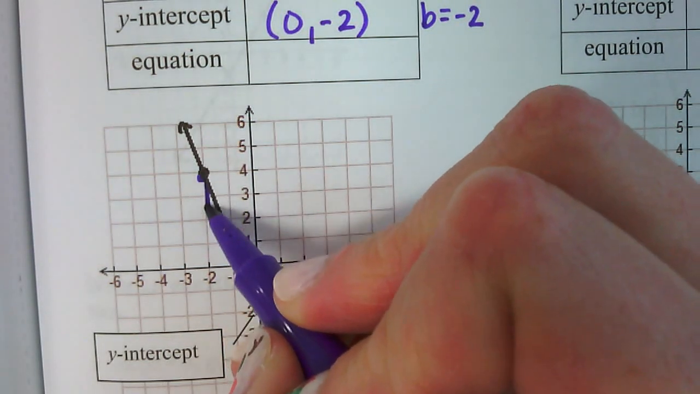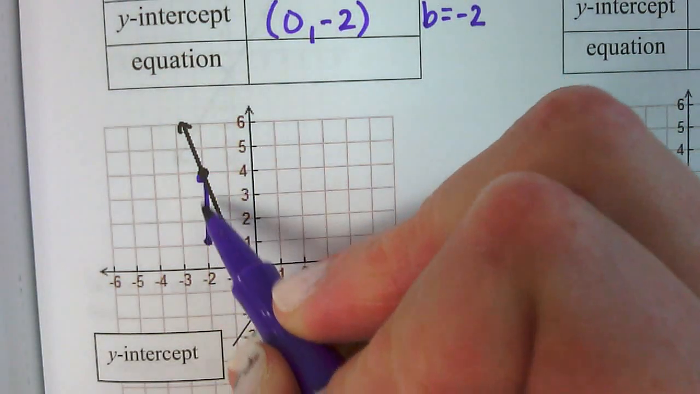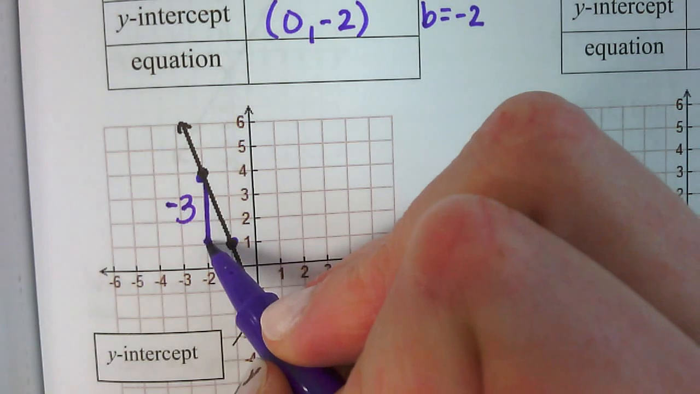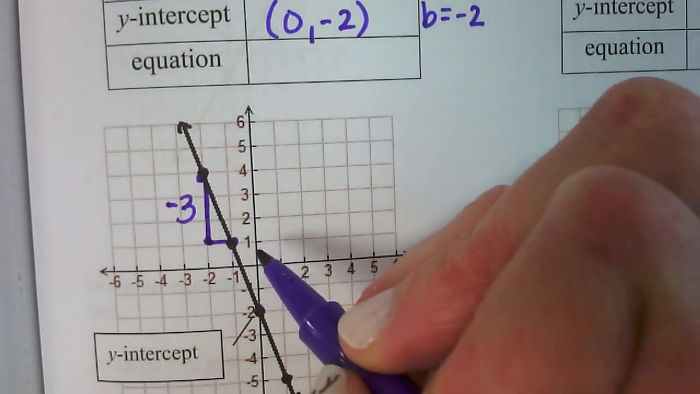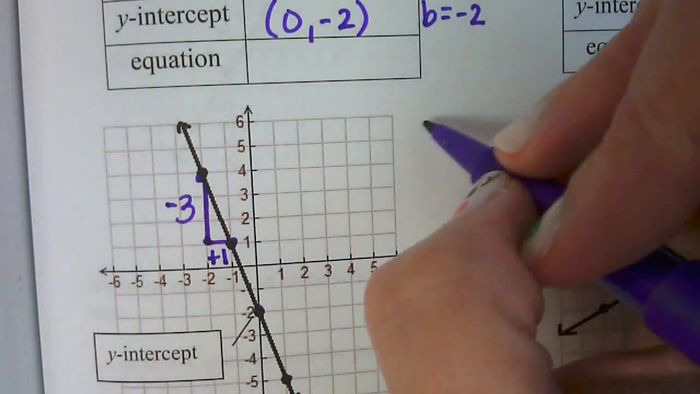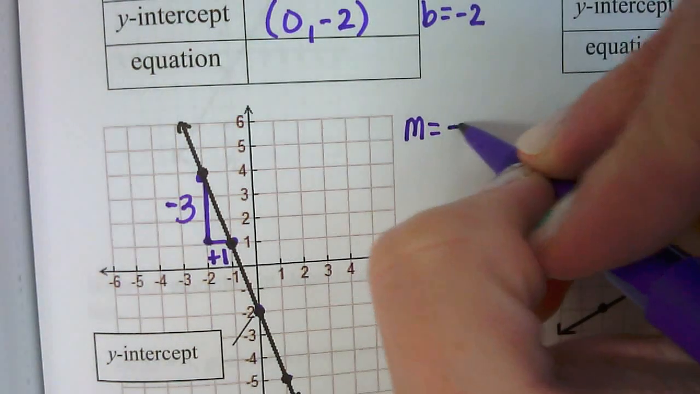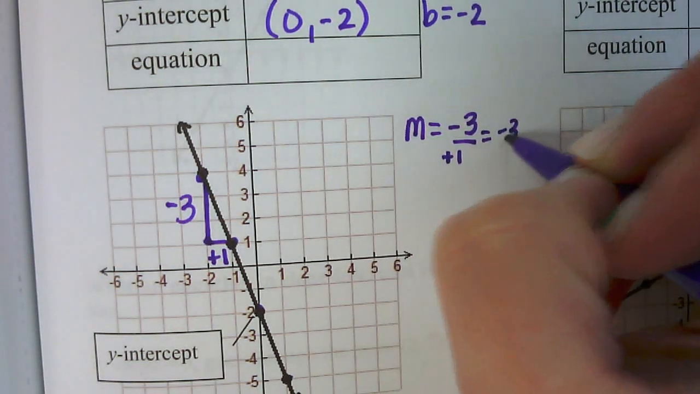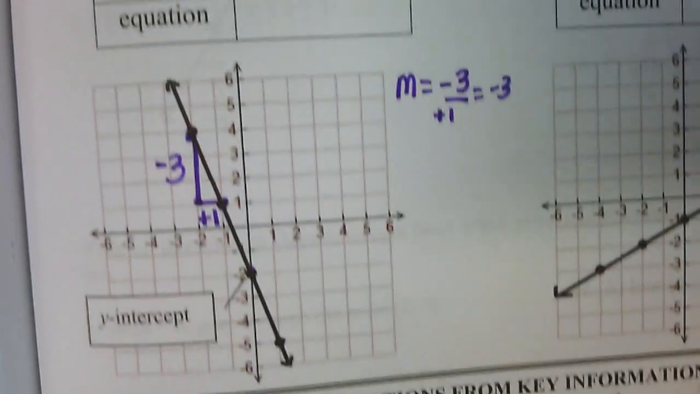So I go down. Because I went down, it's a negative. So I went down 3. I went over 1, and I went to the right, so it's positive. So when I write my slope, it's -3 over +1, which just gives me a total of -3.